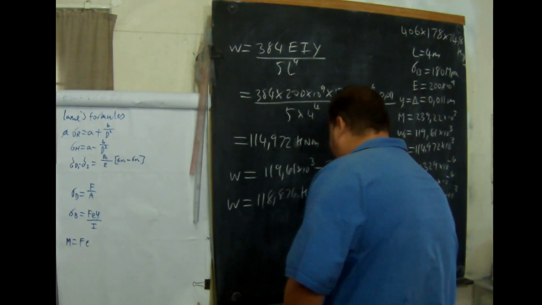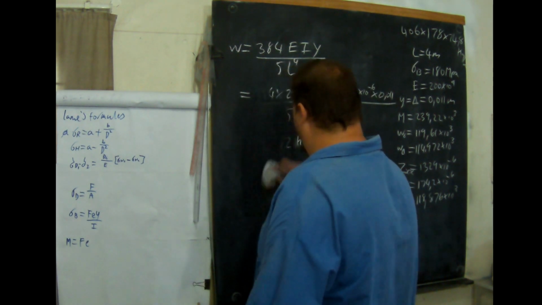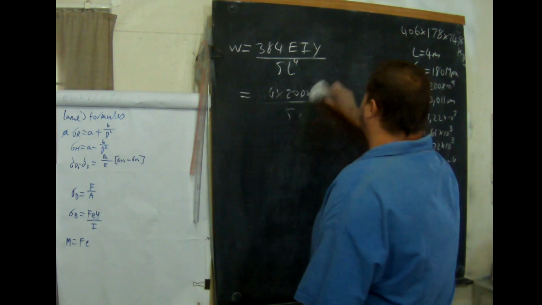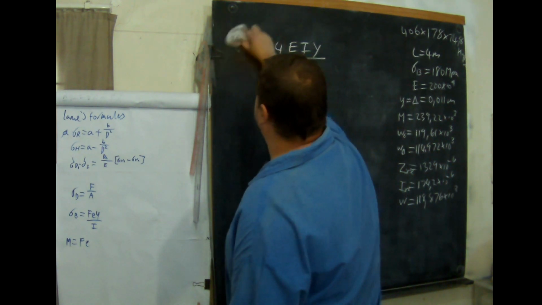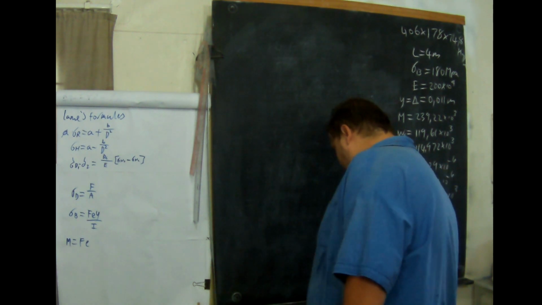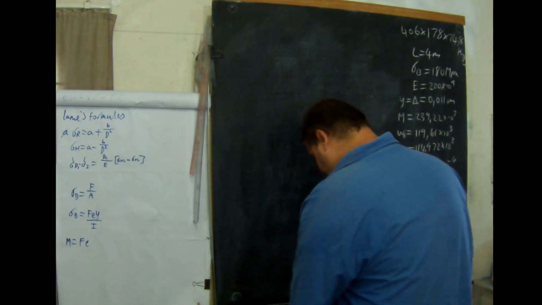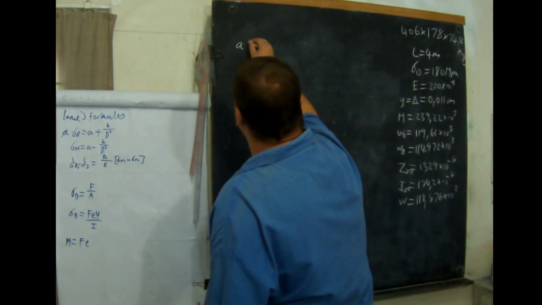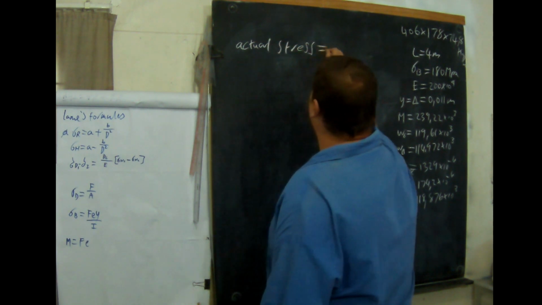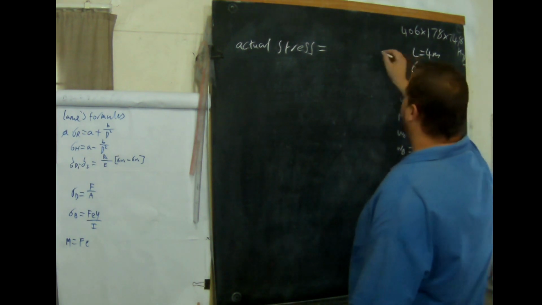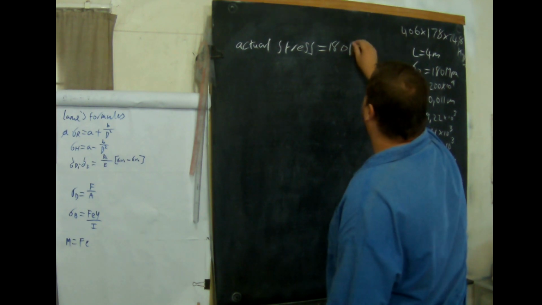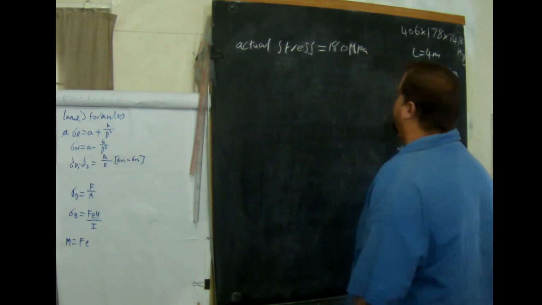Right, next question. They wanted the actual stress. They want the actual stress in the beam and the actual deflection. So, how we do that is by saying the actual stress is equal to what they gave us right in the beginning. It's 180 megapascals.